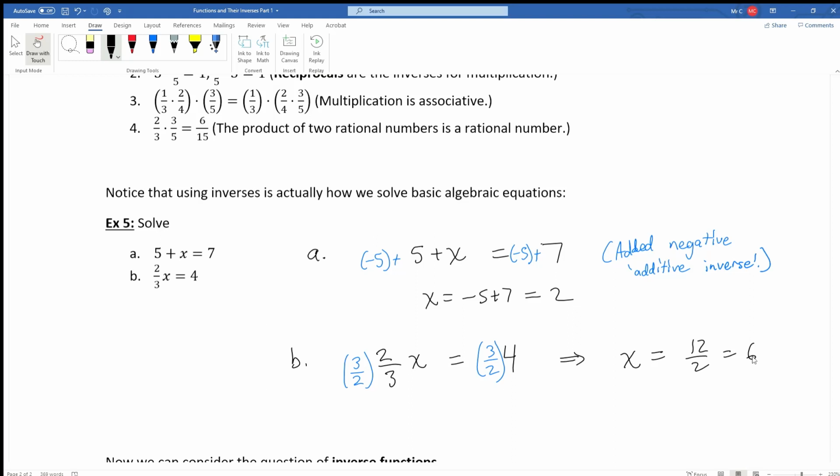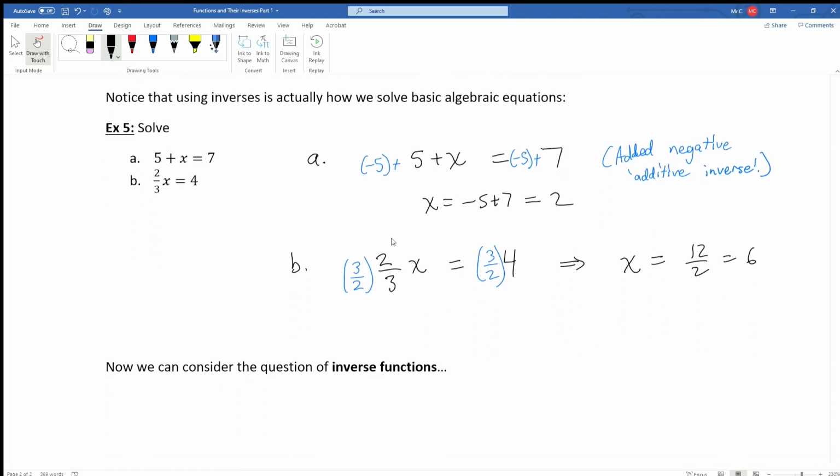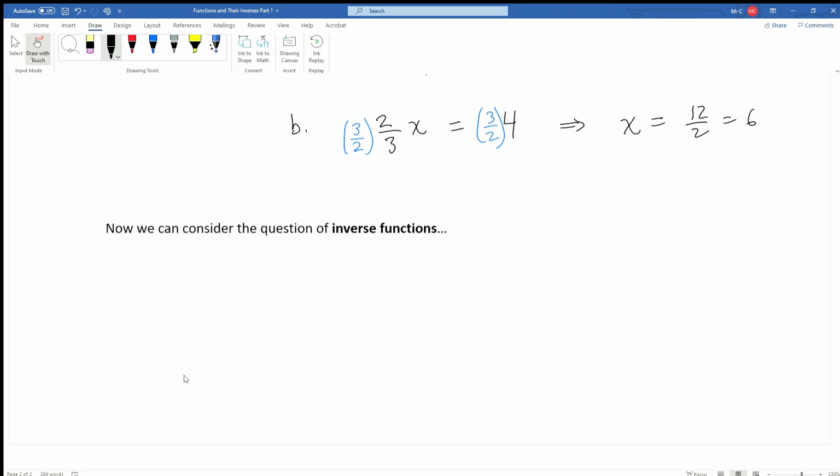And that's the motivation for considering inverse functions. When we have more complicated functions and we want to be able to manipulate them to solve equations or analyze their properties, we might like to use their inverses in order to do that. So we need a more rigorous understanding of inverses to be able to do that confidently. Okay, so now we can consider the question of inverse functions in the next part of this video series.